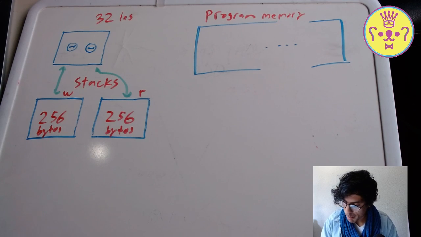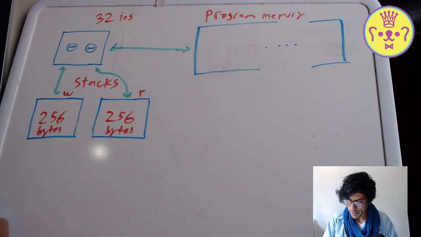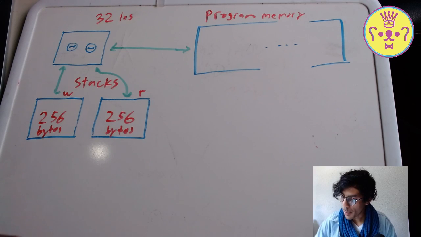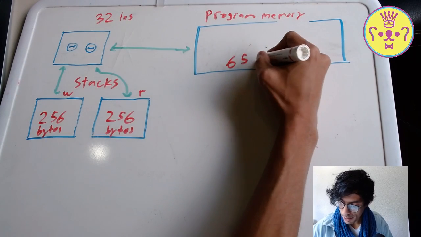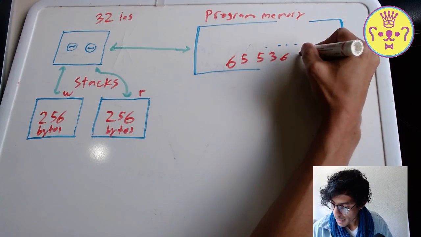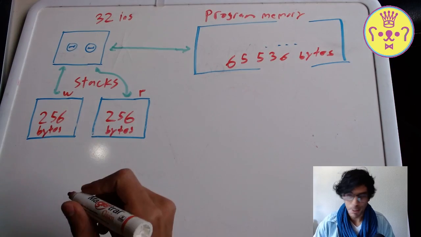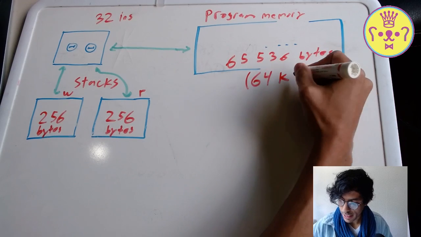The program memory, in this case, may seem like very little, but we are going to see that it could actually be enough for a lot of stuff. It will have a total of 65,536 bytes, that in some contexts could be seen as 64 kilobytes.